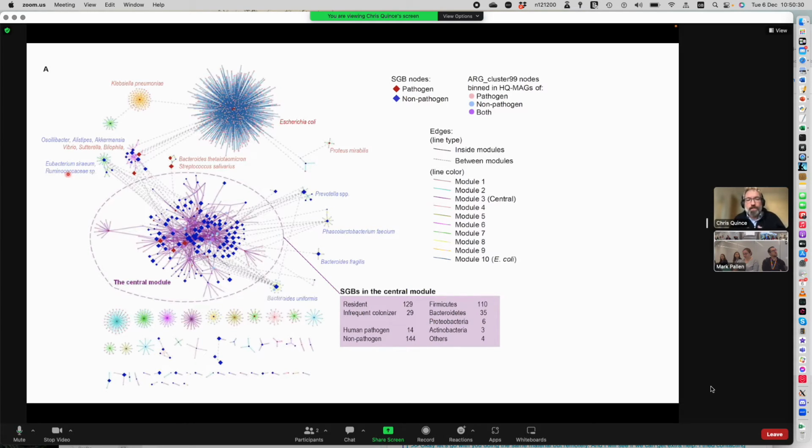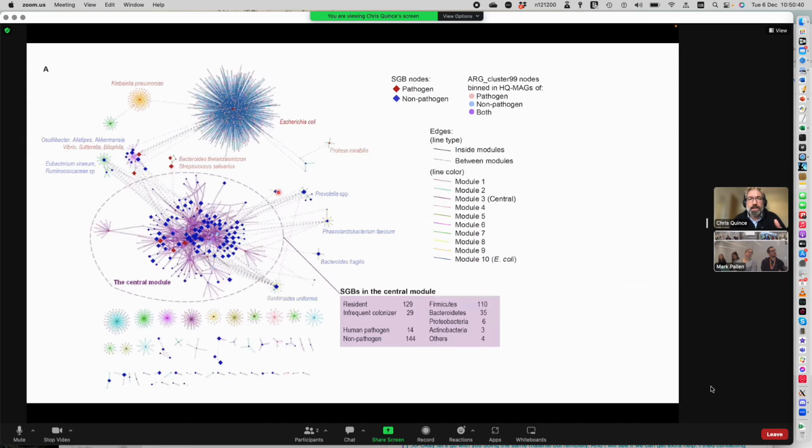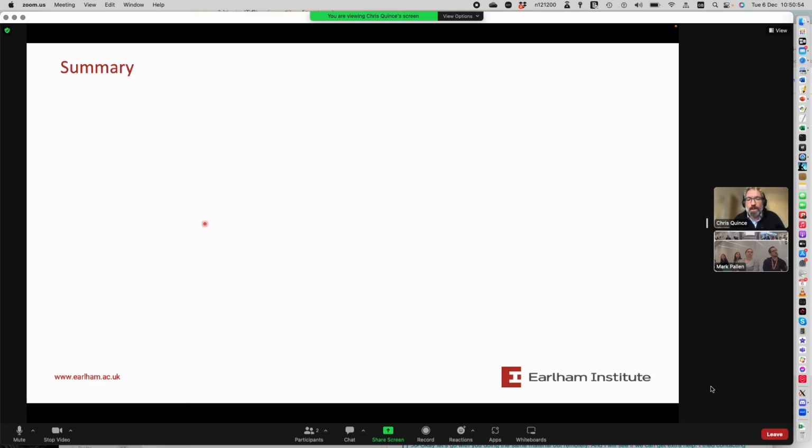But those patterns that we saw in the data, we're able to assign to this network. So the association with the FAMP resistor type, this cluster here, seems to be mostly driven by these peripheral pathogens, whilst the response to antibiotic consumption is associated with the commensal organisms sharing those multi-species genes in this central component.